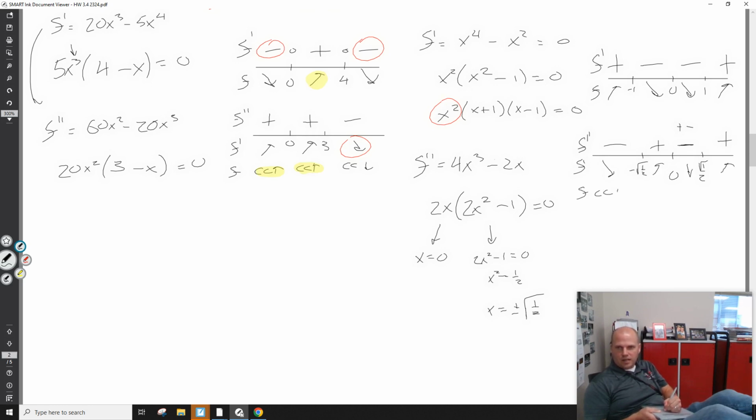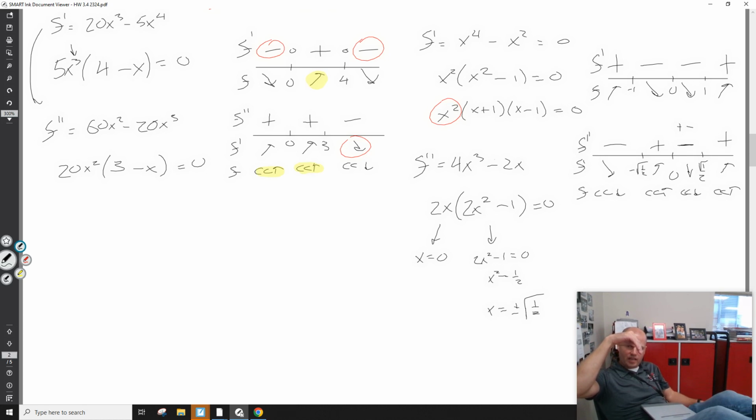F is going to be concave down, concave up, concave down, concave up. Great. So this kind of makes sense. I'm going up, concave down. I hit a max. I start going down, concave down, but then I have a point of inflection.